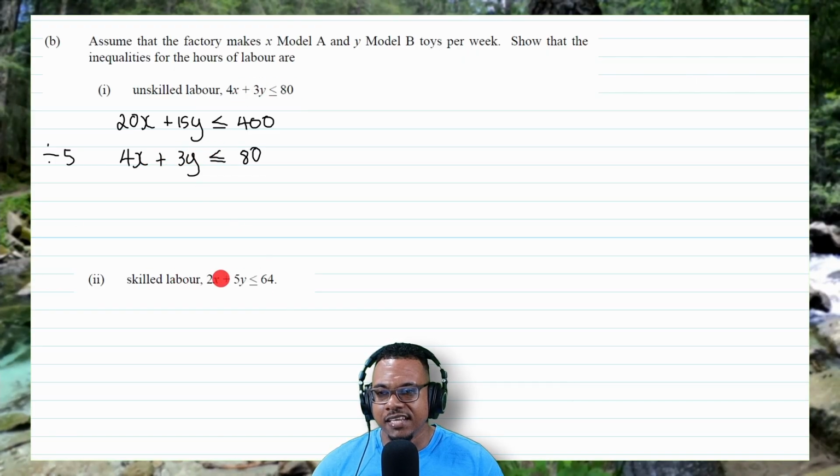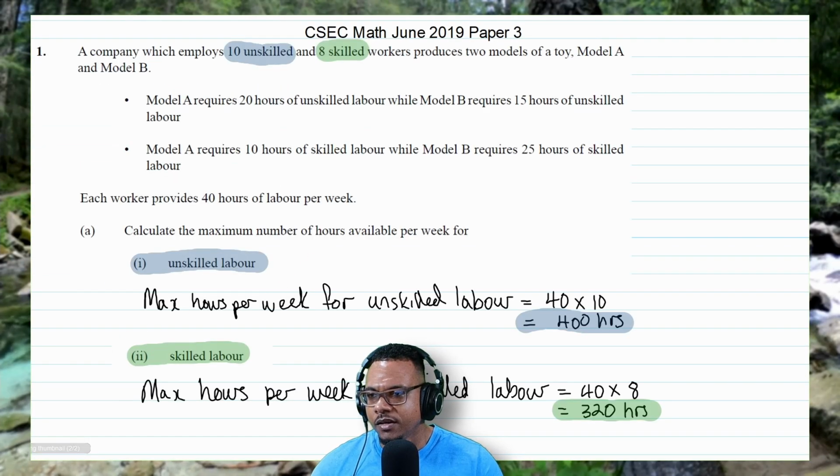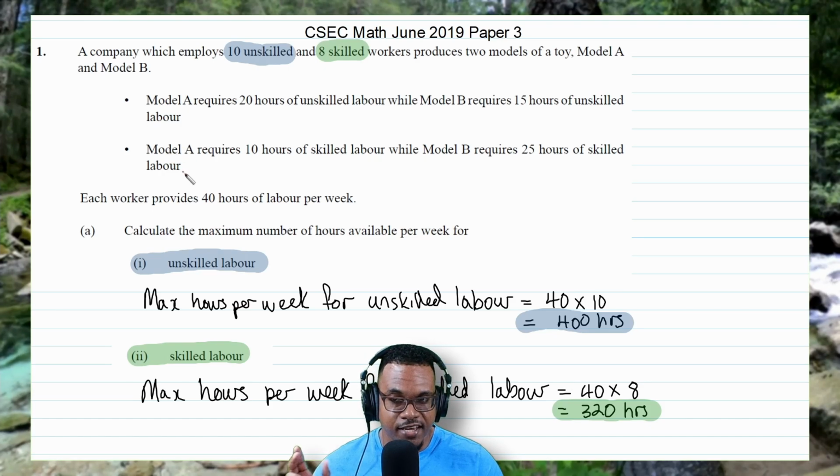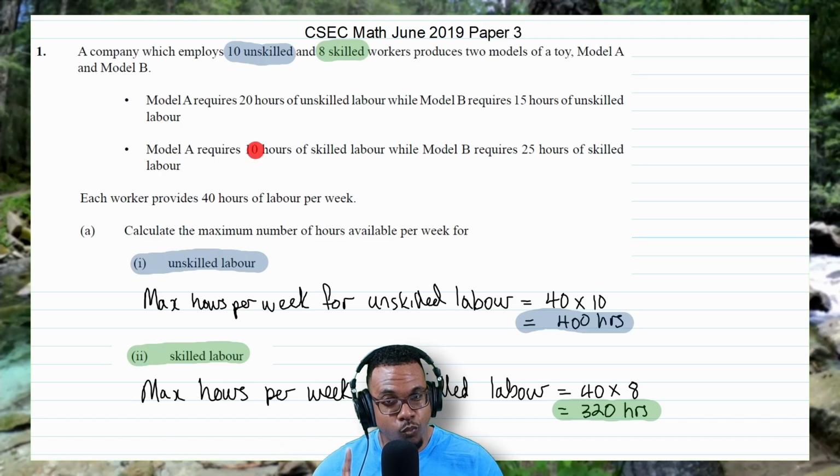Now for the skilled labor, we're going to do the same thing. All right. So let's go back to the previous page. Let's read the information for the skilled labor here now. So model A, remember you have X model A and the number of hours for one model A toy is 10 hours, right? So 10 times the number of model A toys, which is 10x, will give you the maximum amount of hours for the skilled labor.